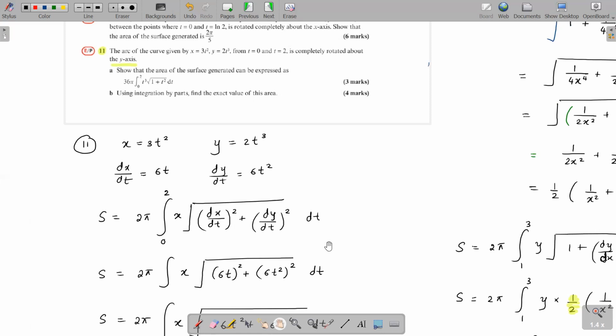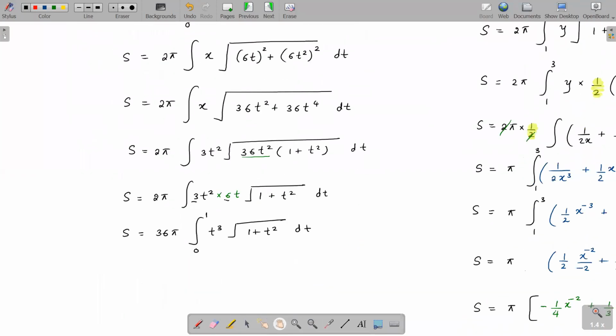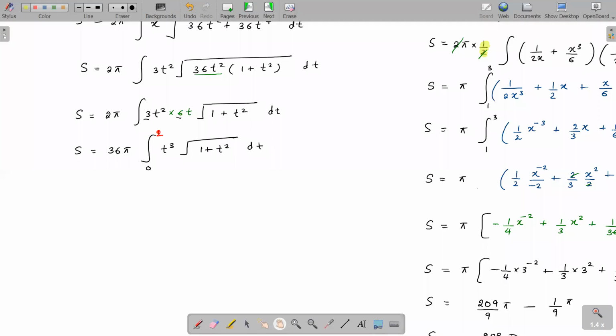Okay, so now for part B, using integration by parts, find the exact value of this area. So let's get the exact value of this area using integration by parts. The method to integrate this is, we break this. Look at the technique that I'm using.